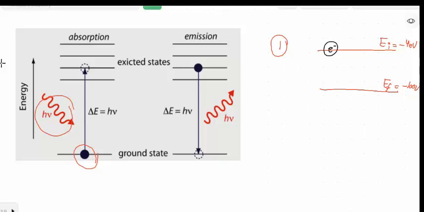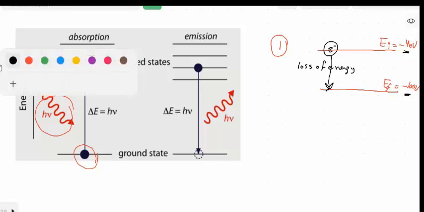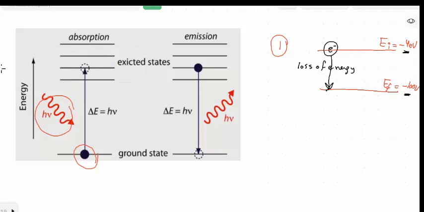When this electron jumps from E initial to E final, it will lose energy because initially it had -4 and now it becomes what? -10. So here we have loss of energy. You see? The student will ask me how it loses energy. It loses energy in the form of a photon. It radiates or emits a photon.